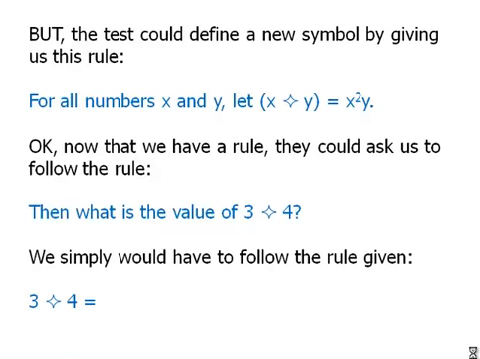So 3 star 4, we would just follow the rule given. We're going to square the first number and multiply by the second number. So that would be 3 squared times 4, which is 9 times 4, which is 36. So 3 star 4 has a value of 36 when we're following this particular rule.